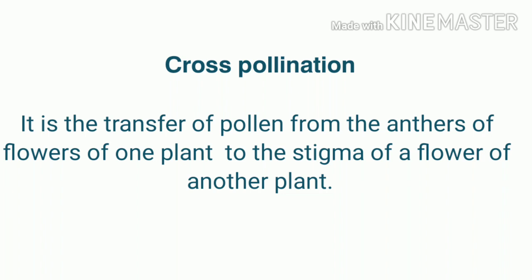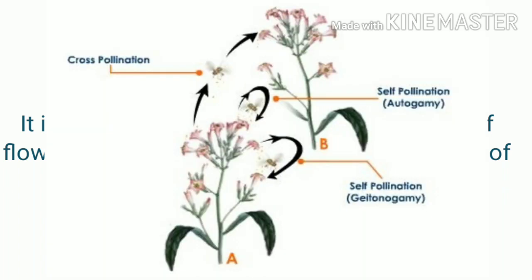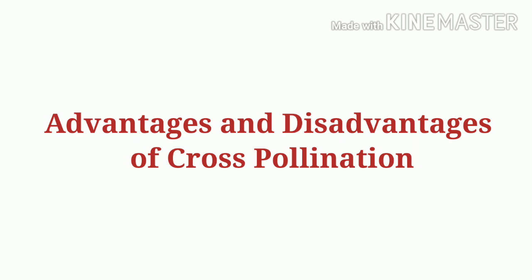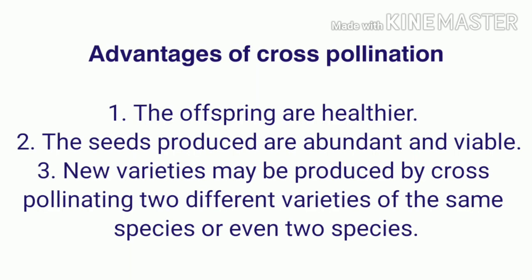Cross-pollination is the transfer of pollen from the anther of flowers of one plant to the stigma of flower of another plant, but of the same species. This too has advantages and disadvantages. Let's see. The advantages of cross-pollination are: first one, the offsprings are healthier. The seeds produced are abundant and viable. That is, they have the capacity to produce a new generation. New varieties may be produced by cross-pollinating two different varieties of the same species or even two different species.